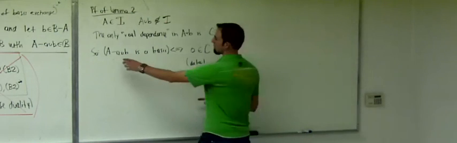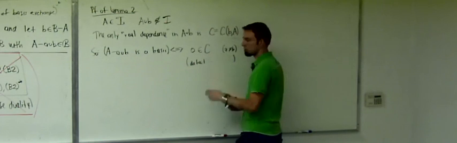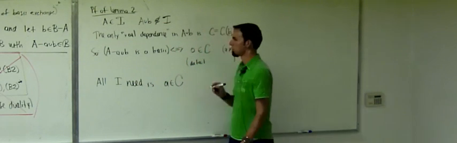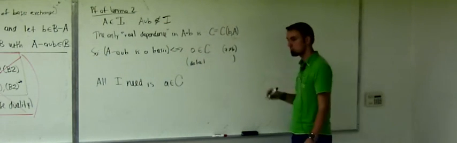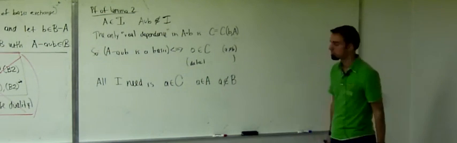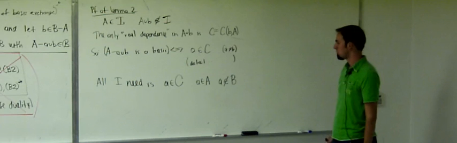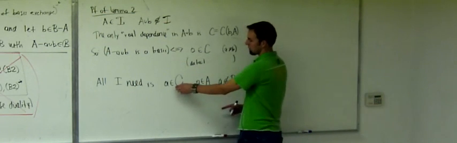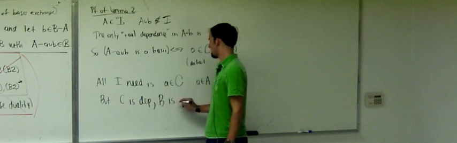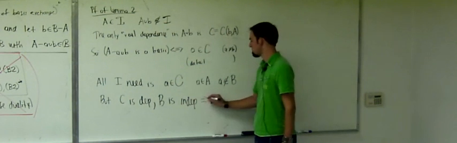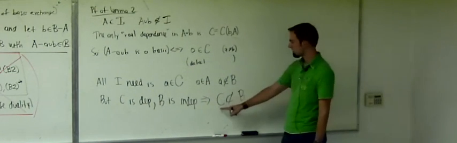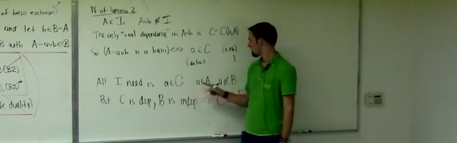So if I want to find a basis, then all I have to do is find an element that is in C. So all I need is an element which is in C, and it's supposed to be in A minus B. But why does that element exist? It exists because C is dependent and B is not dependent. So C cannot be a subset of B. And if C is not a subset of B, then that means you can find an element A which is in C and not in B.